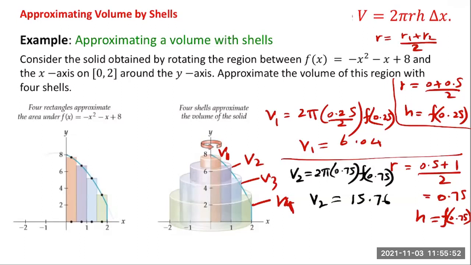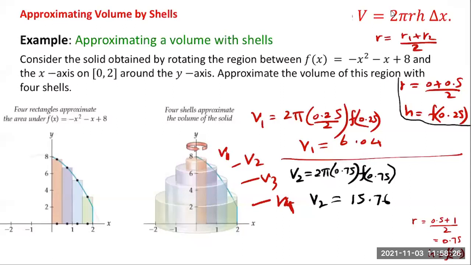So on and so forth, you can find the volumes of the other 2 shells. I'm sorry, I'm forgetting the delta x here. You see in the formula 2 pi RH delta x. Here you have 2 pi RH. You need to have delta x here. What is delta x? Delta x is the length of one subinterval. This is 0.5, so delta x is 0.5. You need to have 0.5 here, and in the second case also you need to have a delta x. Delta x is constant, which is 0.5. If you simplify this, you should get 15.76.